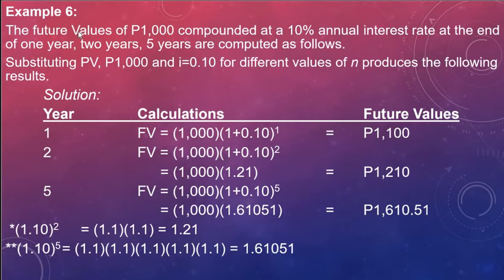So let's have an example. The future values of 1,000 compounded at a 10% annual interest rate at the end of 1 year, 2 years, 5 years are computed as follows. So if you're going to substitute the formula, after year 1, the computation of your future value is this. You have 1,000, the present value, times 1 constant plus 0.10, or that's 10% converted into decimal, raised to the power of 1. So 1 kasi this is your n. So 1 year pa man daw. So with that, the future value of your 1,000 if invested at 10% interest will be 1,100 after 1 year.